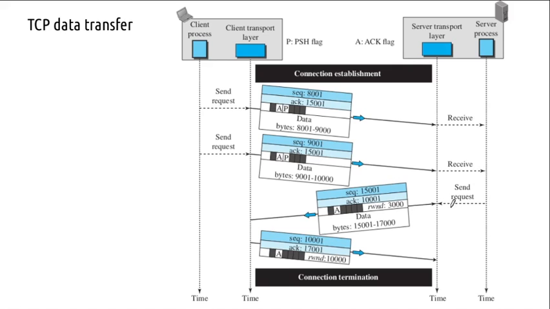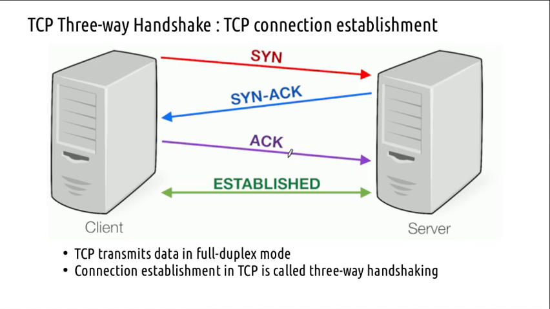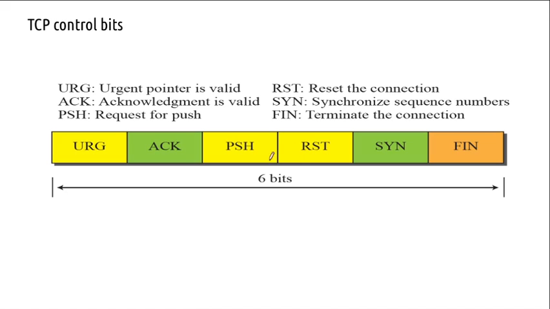Now, this arrow is put incorrectly. It should be in this direction, right? So this is sending some bytes with this sequence number. Before we go further, let's discuss this. This is the acknowledgement flag. This P stands for the push flag, PSH, request for push, and again there is urgent. So two things are there.